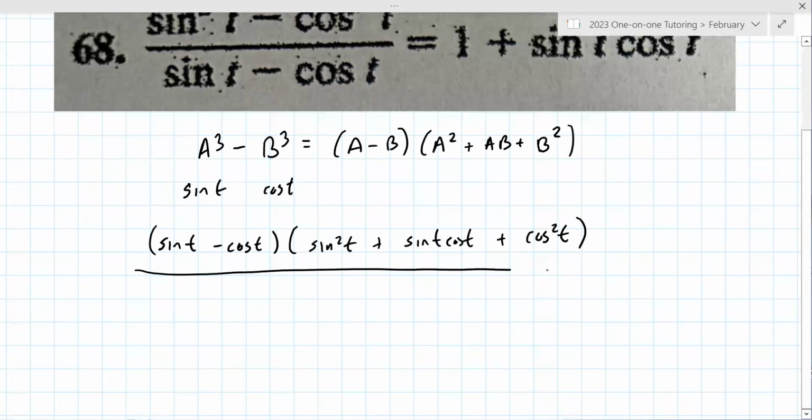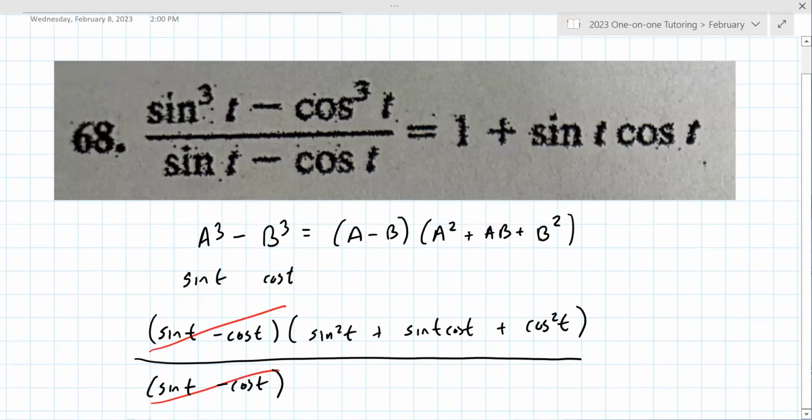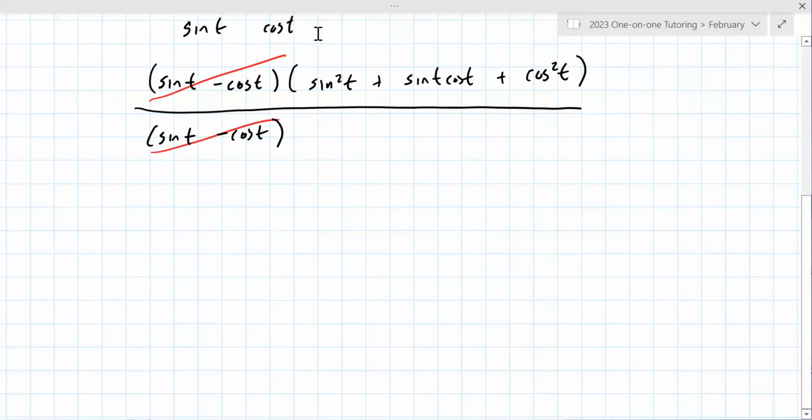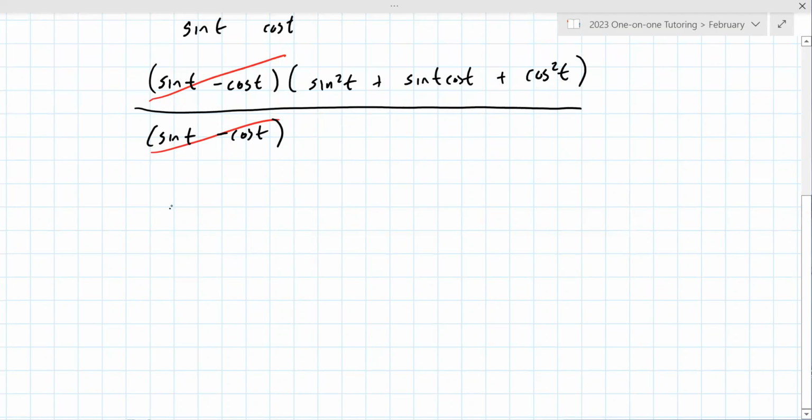So we now have sine t minus cosine t on the bottom, and those cancel. Those go away, which is really nice. But we're not quite there because you can see the answer is not what we have written. It's the 1 plus sine t cosine t. Bring that down. Sine squared t, I'm going to reorder it, plus cosine squared t plus sine t cosine t.